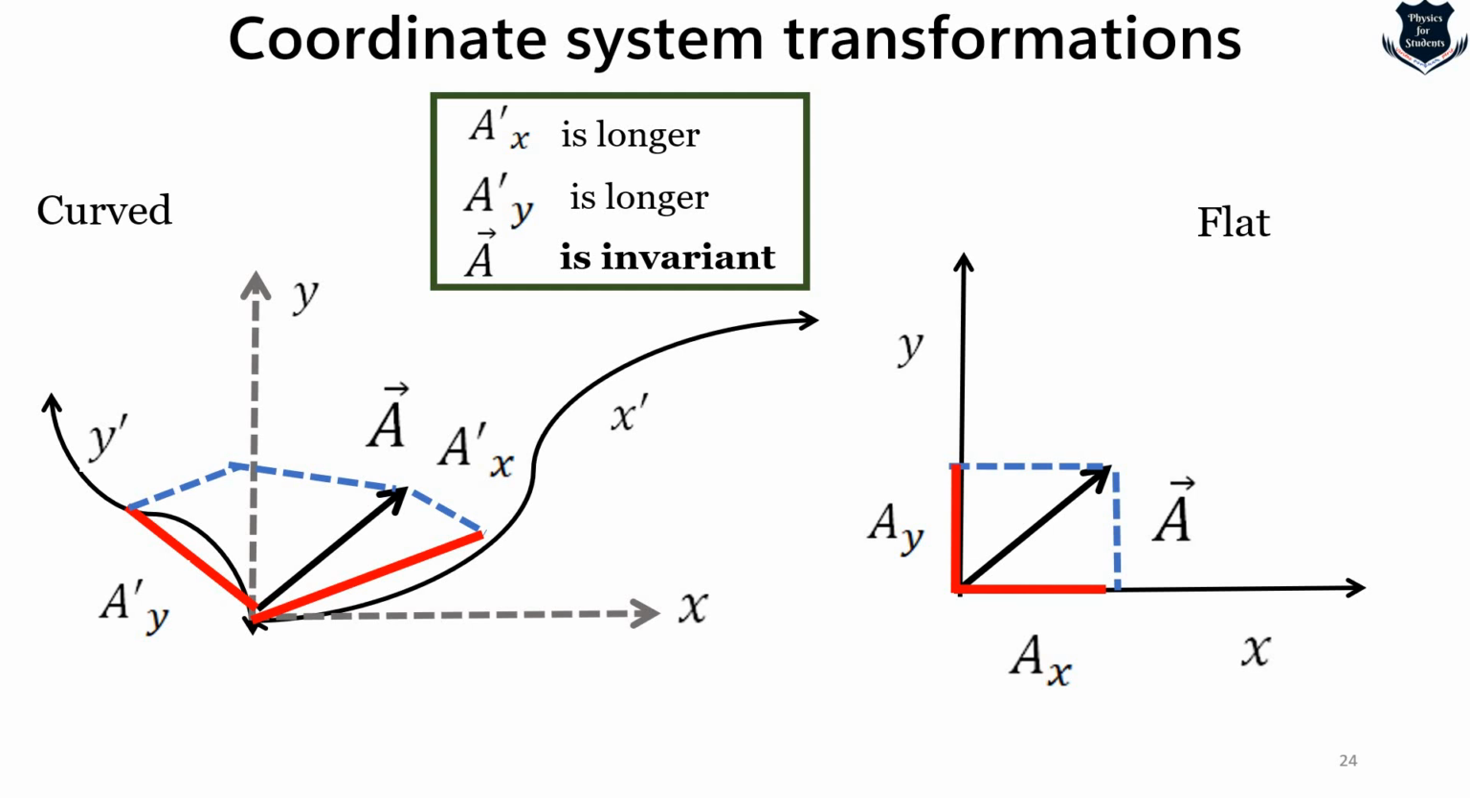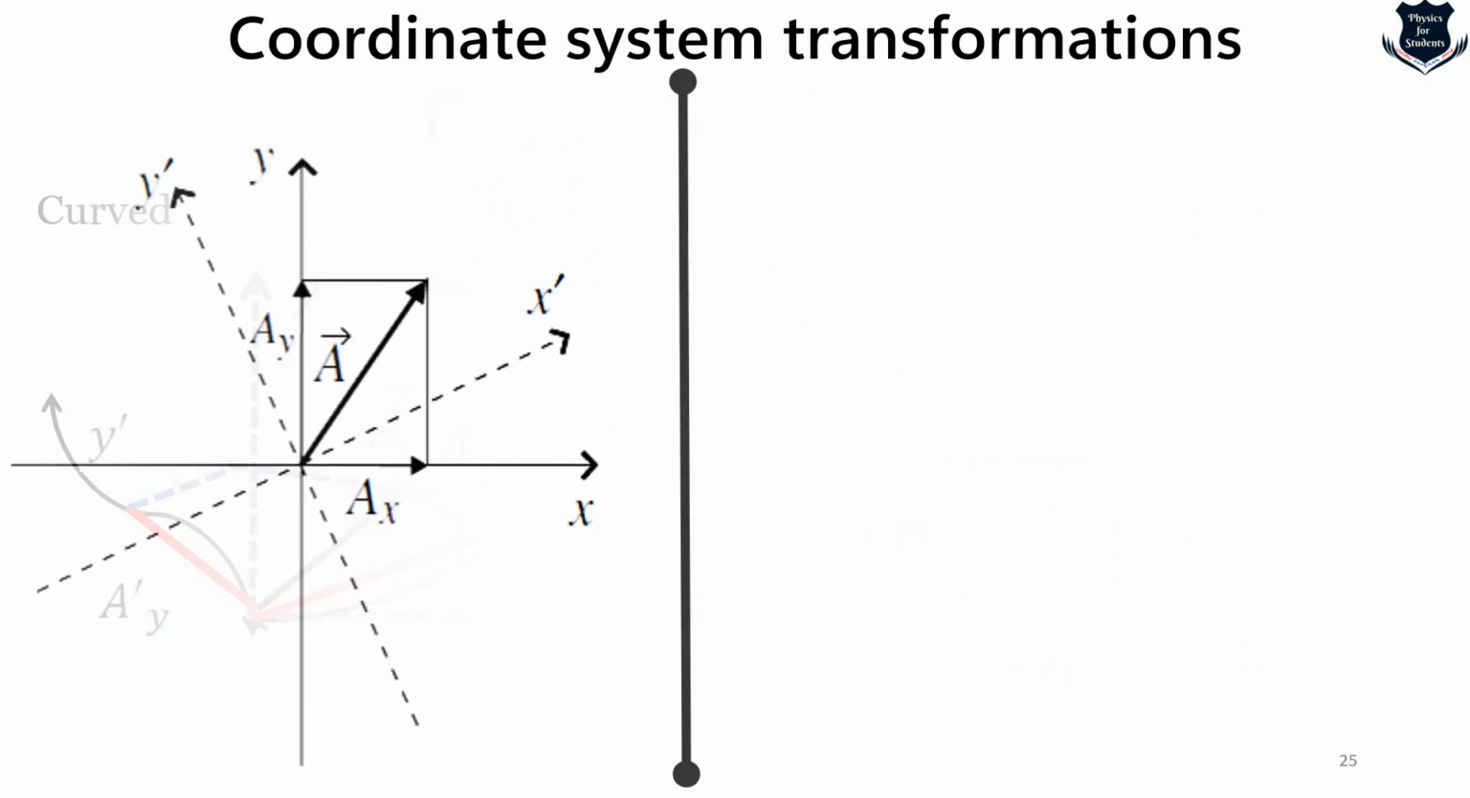Now why am I telling you this? Because this is the power of tensors. This is the central idea of a tensor: how does the coordinate system transformation register?